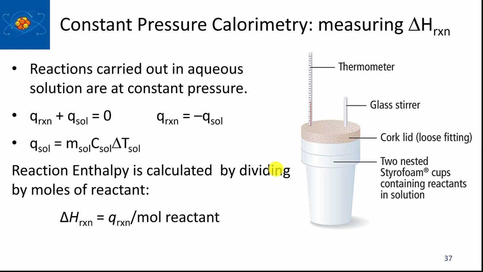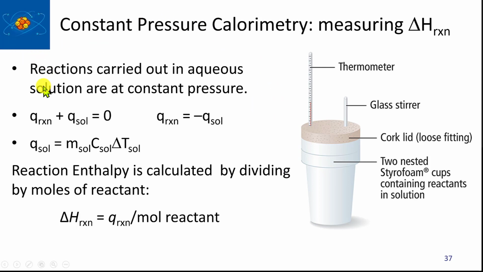So earlier we looked at a bomb calorimeter, and as it turns out, a bomb calorimeter measures the internal energy of a reaction because it doesn't allow work to happen by the reaction. But we can use constant pressure calorimetry to measure delta H of reaction. And in reality, most reactions in aqueous solutions are at constant pressure. In fact, most reactions in laboratories are at constant pressure because we do them and they're open to the atmosphere.